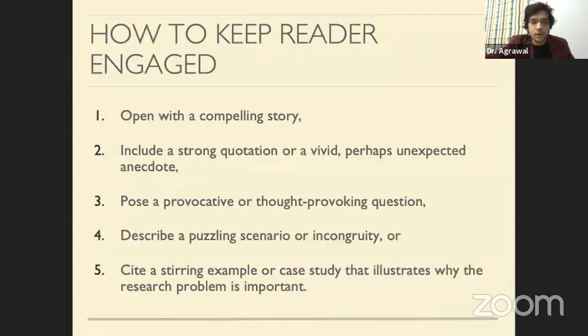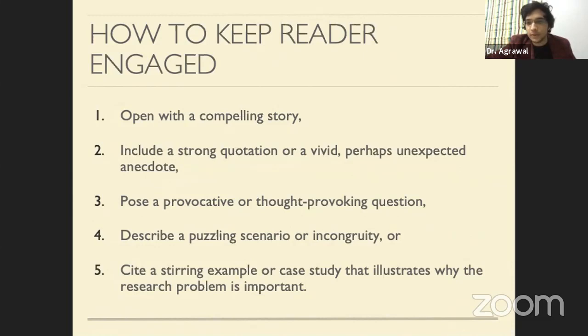Okay. How to keep a reader engaged: open with a compelling story, include a strong quotation. Okay, this is sometimes done with letters to editors. It's usually not done with original articles. Okay, this is basically not for us.